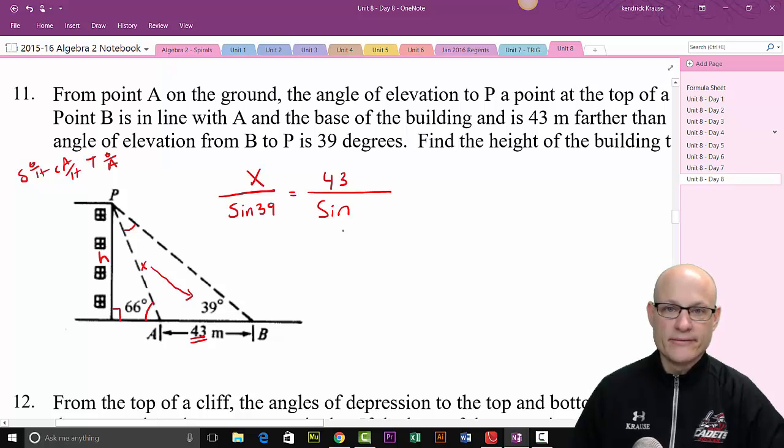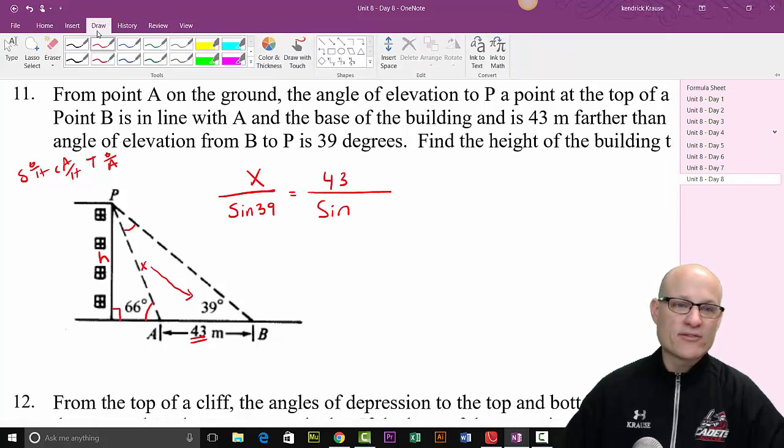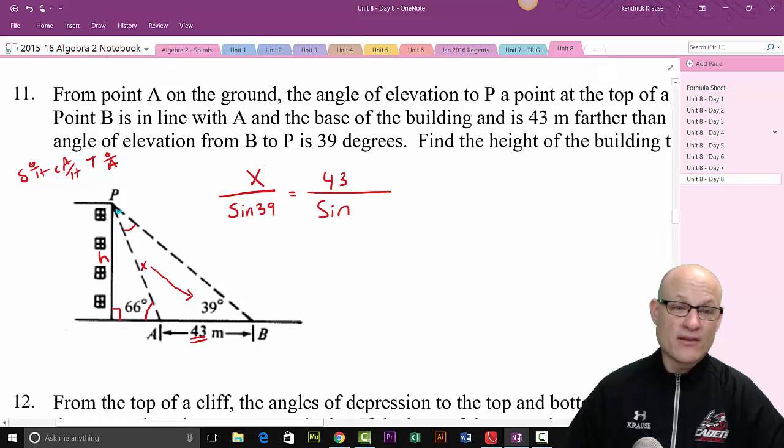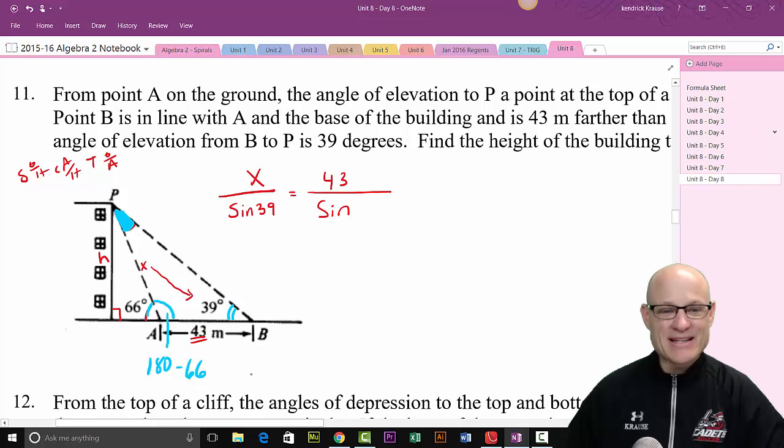So what am I going to do? There's got to be a way to do this. Is there a way to find this angle right here? I need this angle. And hopefully all of you are screaming at me right now. This is 39 degrees and this is 66 degrees. So I should be able to find this one because that's 180 minus 66. So 180 minus 66 is 114 degrees.